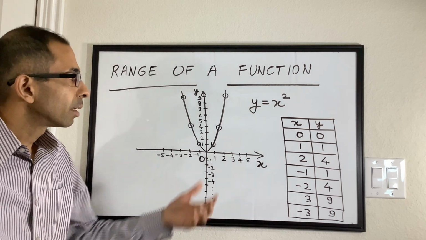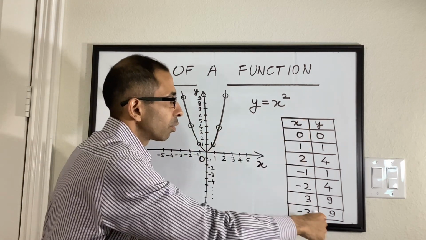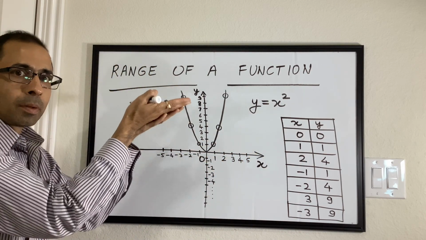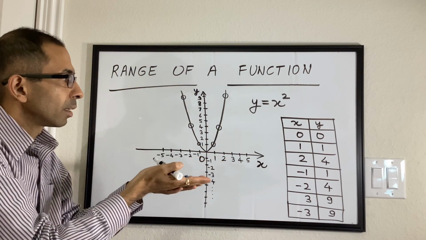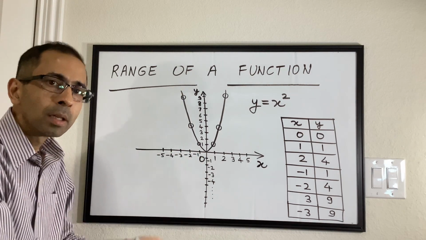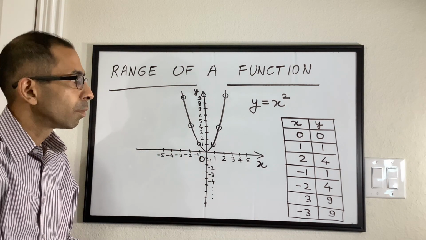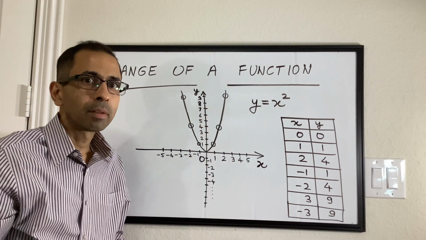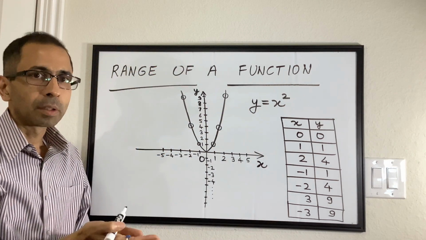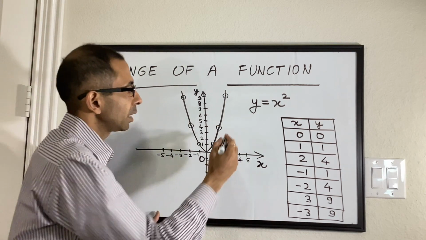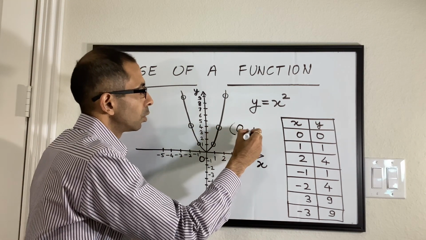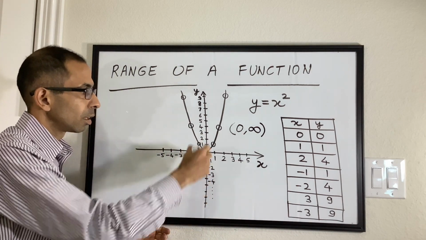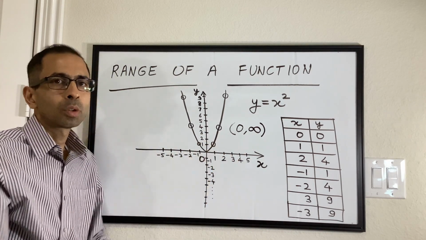We see that all the values of y for this function are above 0. The lowest value of y is 0. There is nothing below 0 for the value of y because no matter what the value of x is, y can never go negative. Y will always be positive. Hence the range of this function would be 0 to infinity, right? So there is nothing here below 0. So the range is 0 to infinity.